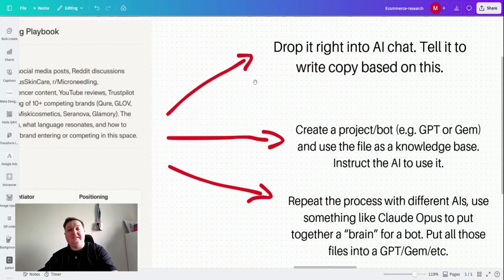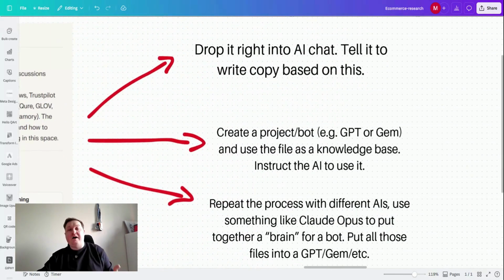You can do all of this stuff with this output file that you get. However, the most basic thing is obviously just dropping it into AI and saying, hey, use this to write ad copy. You can do that. That's already going to probably be a lot better than what you would get without research.